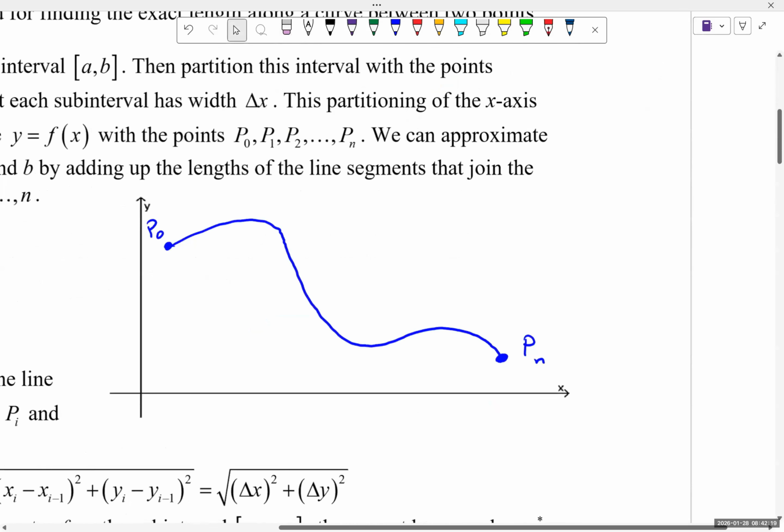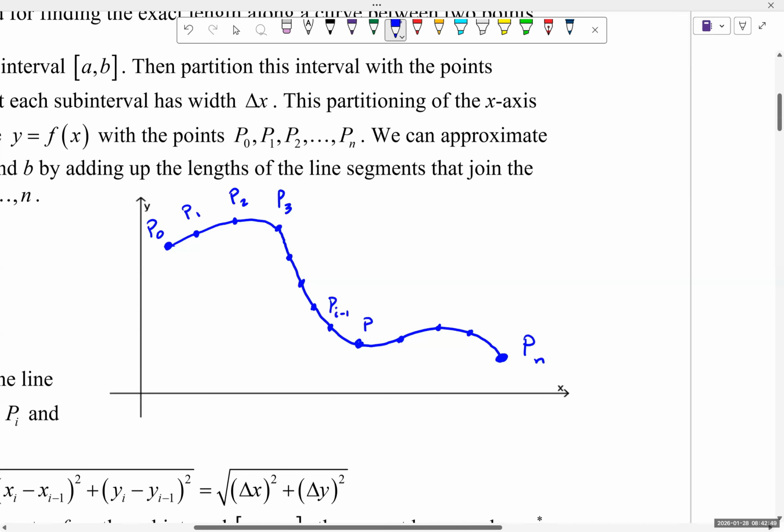Well, what we're going to do is create a bunch of points on here. That'll be P1, P2. We'll pretend they're equidistant apart. P3, and then just keep going like that. I'm not going to label them all. And then maybe we'll choose this one right here to be P sub i minus 1, and this one here to be P sub i. And directly under that, we've got the value x sub i minus 1, and over here, x sub i.